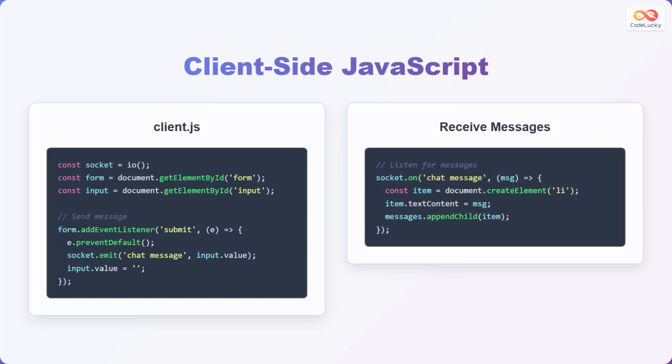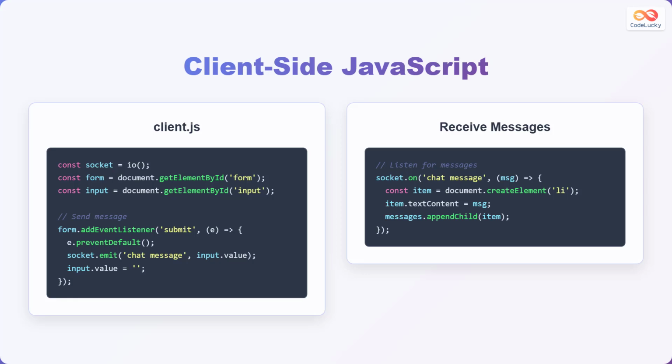Now let's move on to the client-side JavaScript. We'll start by initializing a Socket.io connection using io. Then we'll get references to the form and input elements using document.getElementById. Next, we'll add an event listener to the form to handle submission. When the form is submitted, we'll prevent the default action, emit a chat message event to the server with the input value, and then clear the input field.